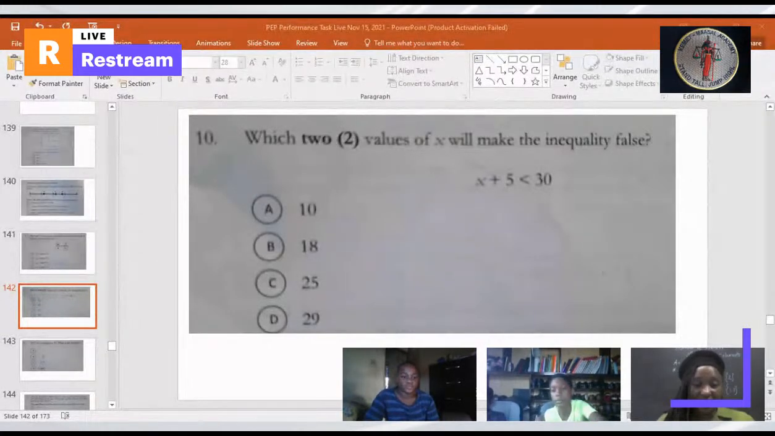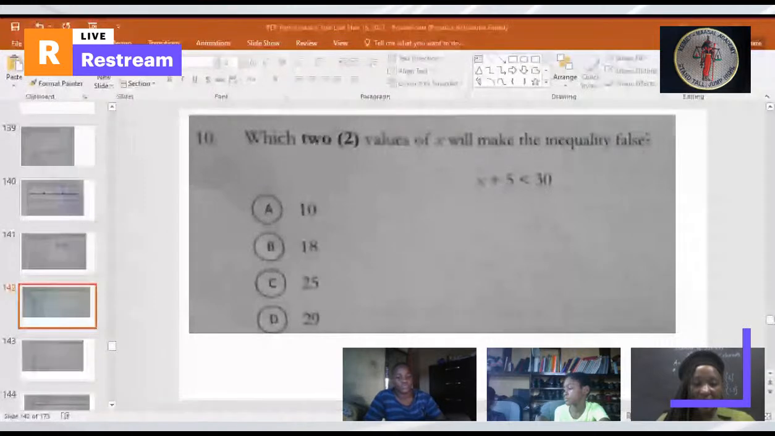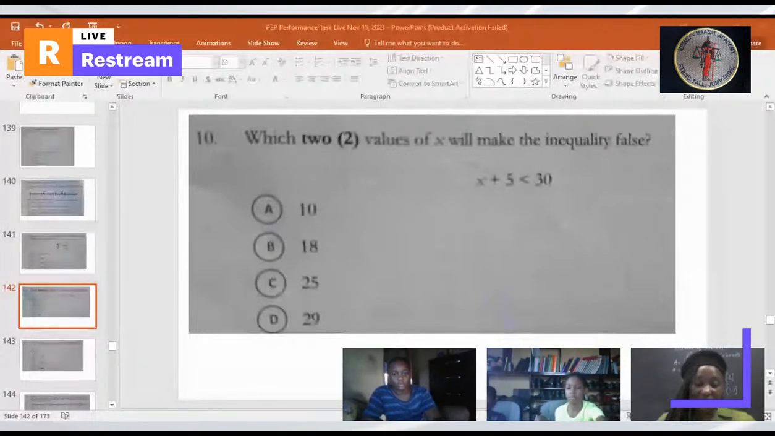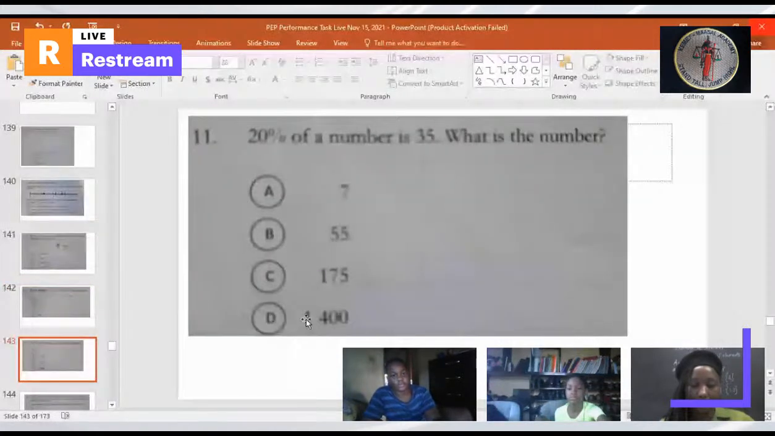And that's a major slip because you have to look over the negatives that are saying which one is not. In this case, which one would make it false. So we have to be careful about those. Okay, Amar, question 11. Okay, miss.